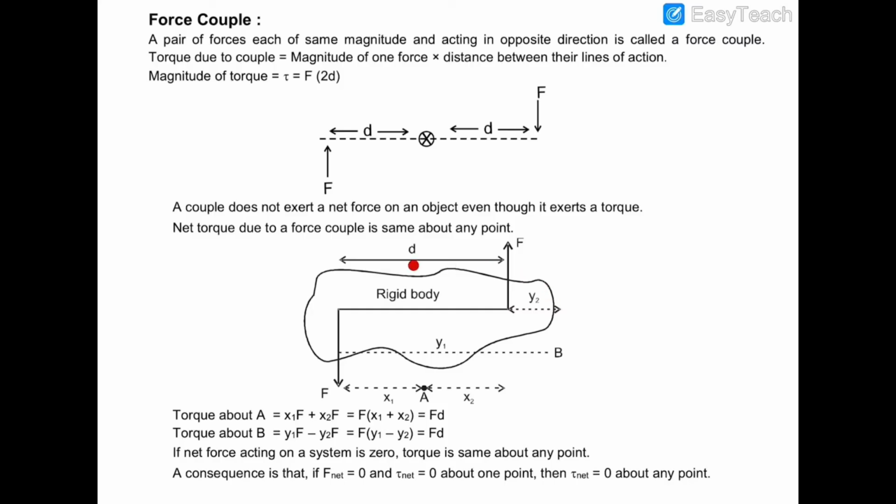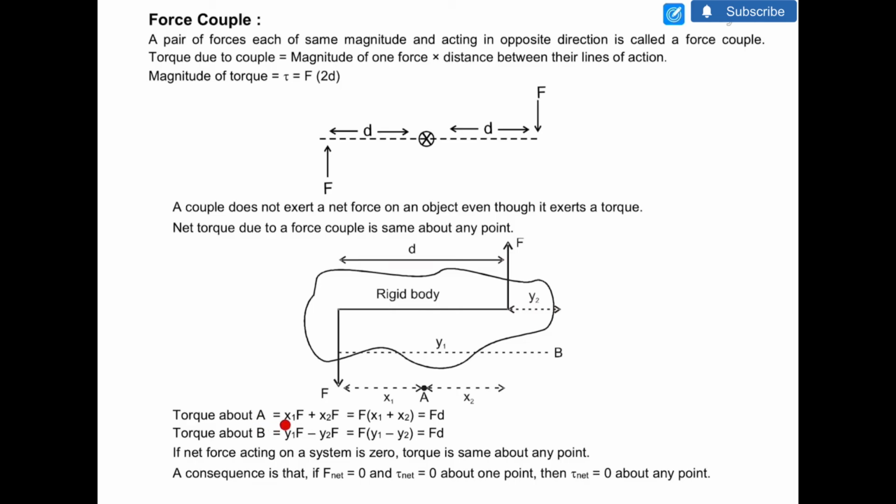Now you can see that there is a rigid body and there is a force couple which has two forces acting on this body in opposite directions, and the magnitudes of the forces are equal. The distance between these two forces is d, and we have to find the torque about point A and point B. Point A is this one, which is at a distance of x1 from this force and at a distance of x2 from this force. And point B is this one, which is at a distance of y1 from this force and y2 from this force.